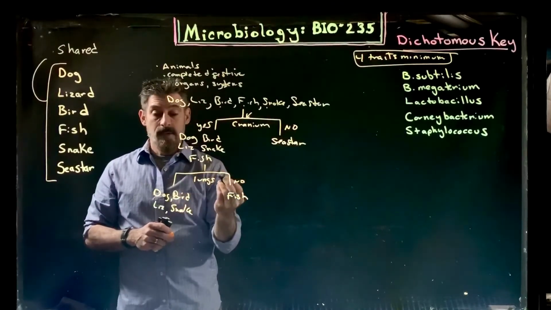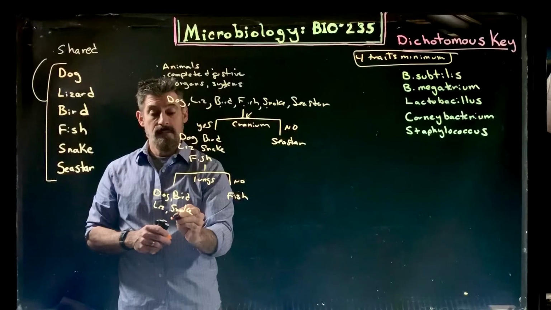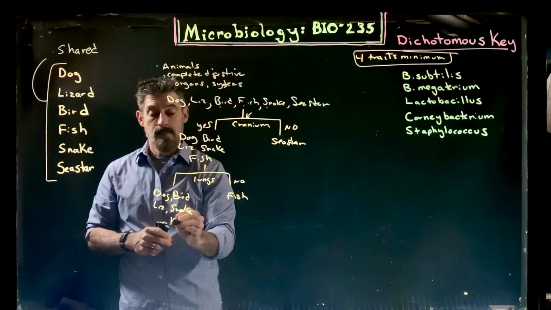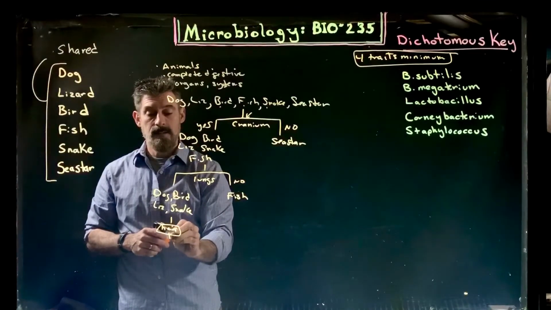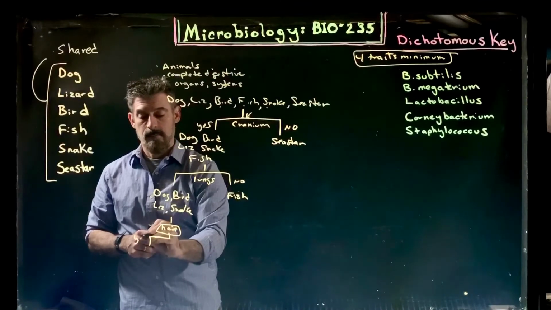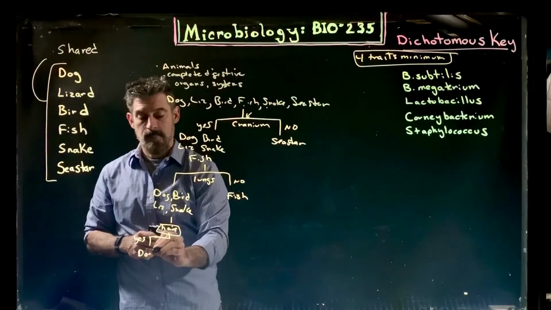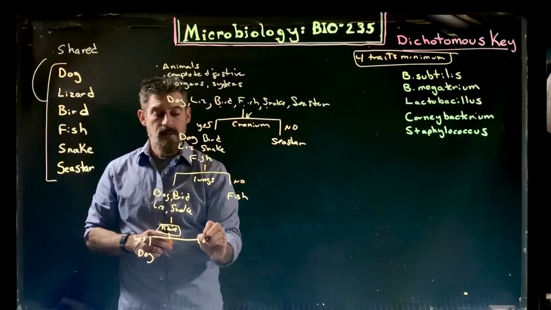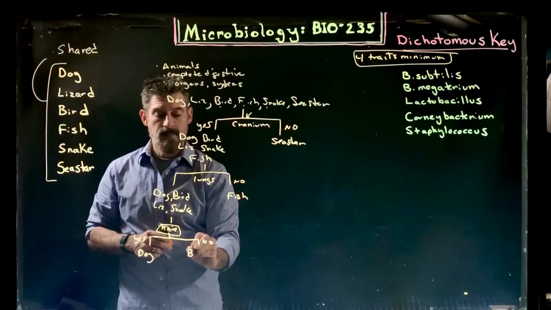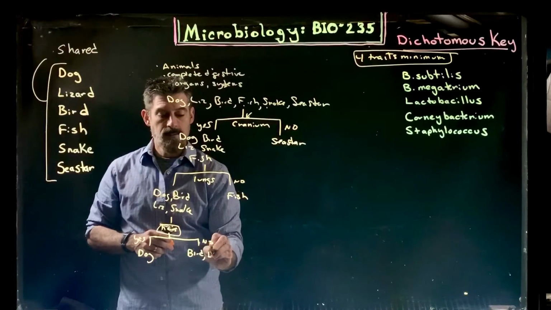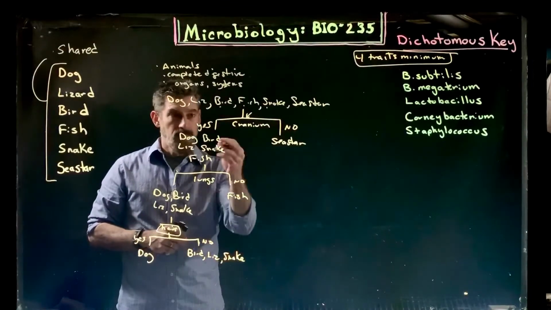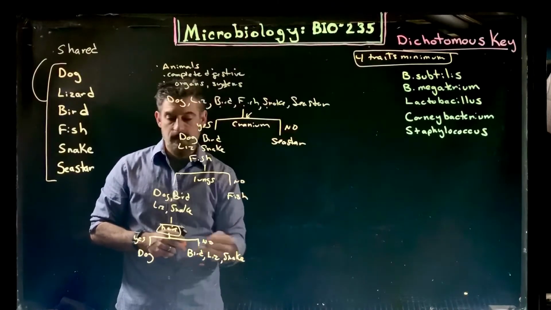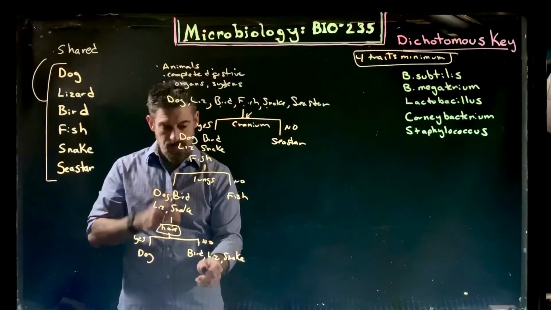So we could look at some other sorts of things. Now we could look at the fur. So we're going to look at hair as the trait. And yes for the dog, it pulls out of here, but no for the bird, lizard, and snake. So we pulled out the sea star, we pulled out the fish, now we pulled out the dog, now we have these guys left, right?